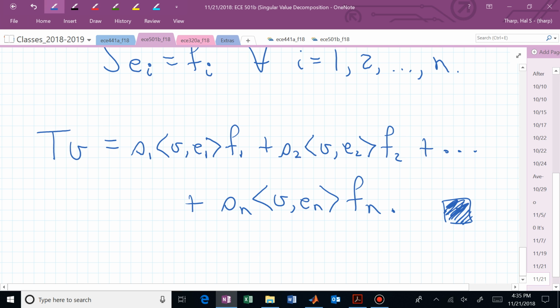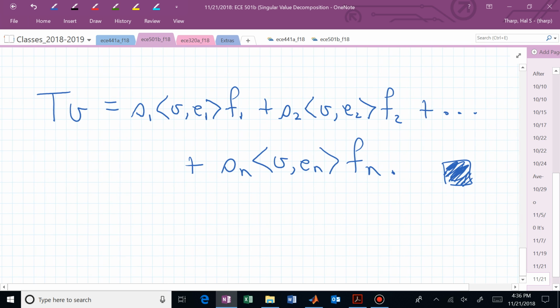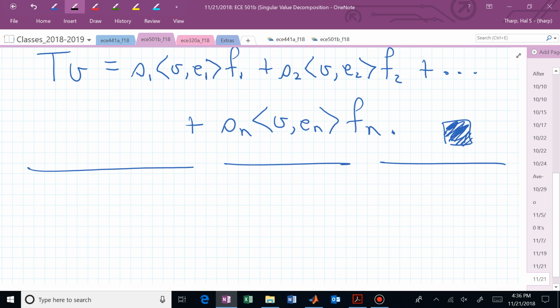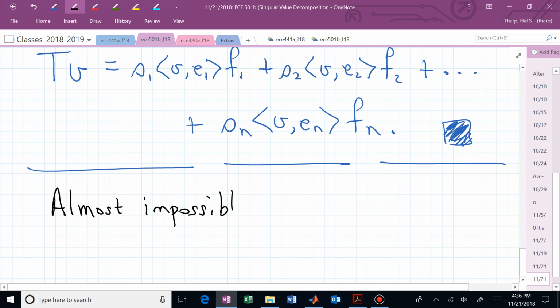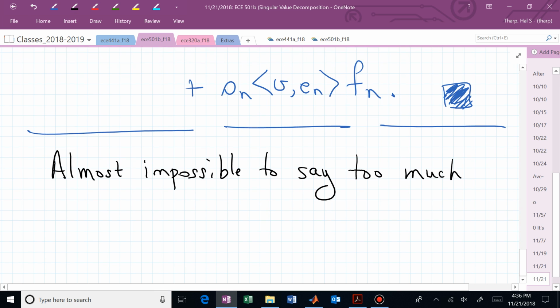We've now established a singular value decomposition of a generic operator T. Granted, it now has two orthonormal bases that are associated with that general linear operator T. That's very powerful, and it's almost impossible to say too much about this singular value decomposition.